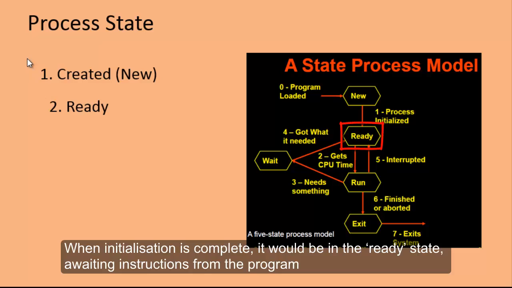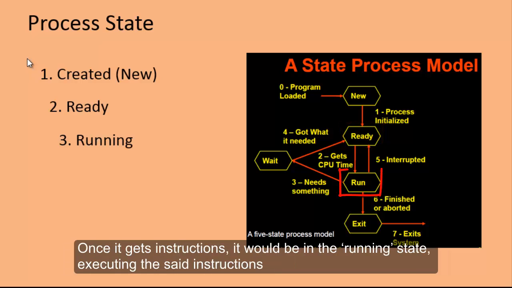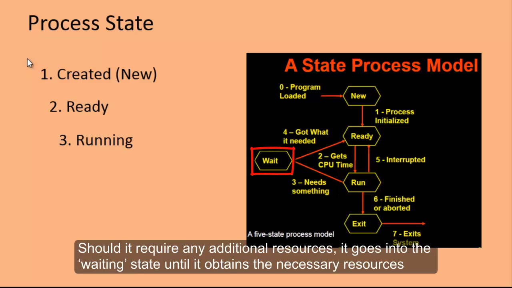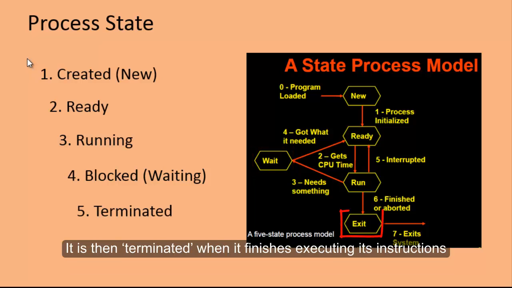When the initialization is complete, it will be in the ready state, awaiting instruction from the program. When it gets instructions, it will be in a running state, executing the said instruction. Should it require any additional resources, it will go into the waiting state until it obtains the necessary resources. It is then terminated when it finishes executing its instructions.